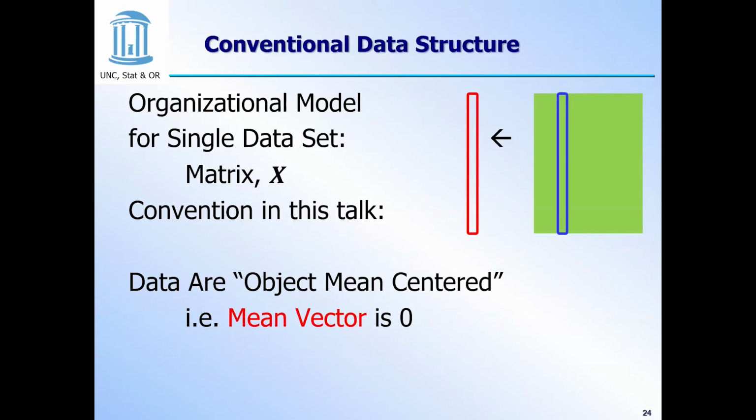And I'm going to assume most of my data objects are mean-centered. Now, what is mean-centered? Well, there's two ways you can think about it. One is you can look at every row and take the mean of the numbers and subtract that.